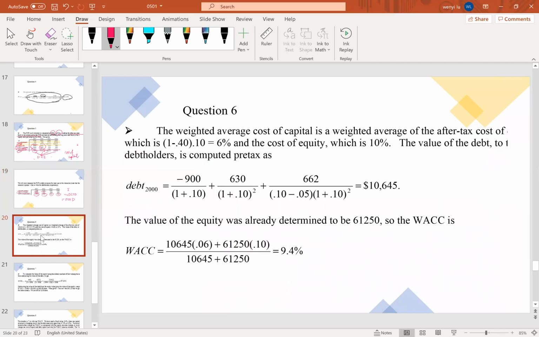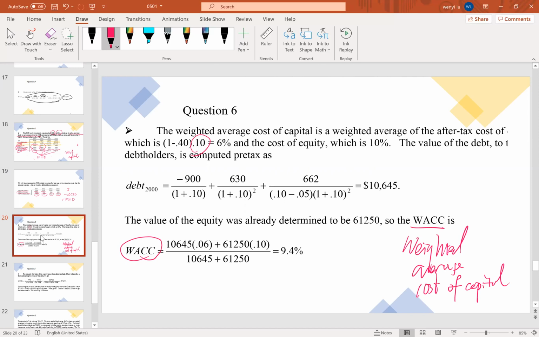Now let's solve the cost of capital. You are more familiar with this formula, called the WACC formula, the weighted average cost of capital. Our weighted average cost of capital is our weighted average of the after-tax cost of the equity and also the after-tax cost of the debt. The after-tax cost of debt will be 10% times 1 minus the tax rate, which is 6%. Cost of equity will be 10%. So you can solve the WACC.